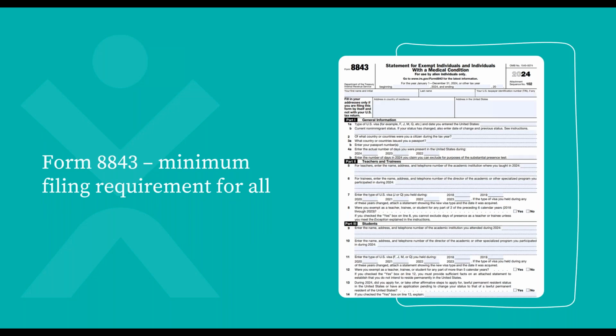So looking at Form 8843 then, what is it? Well, as I said, it is the minimum filing requirement for all non-residents in the US, and essentially it's a declaration of your non-resident status for the tax year. Now, it is a pretty straightforward document. It'll request your name, your address, the type of visa you're on, and the number of days you've spent in the US. And by giving that information, you've completed your obligation for Form 8843 filing.